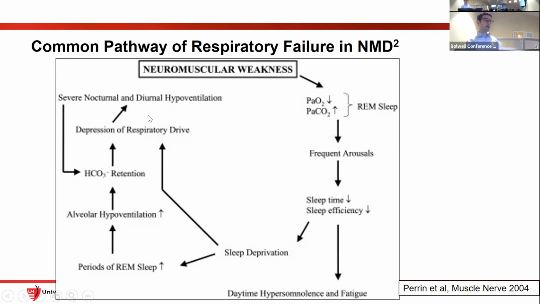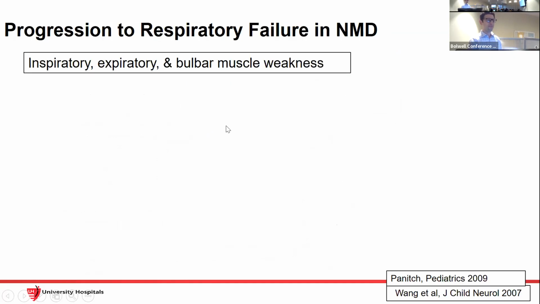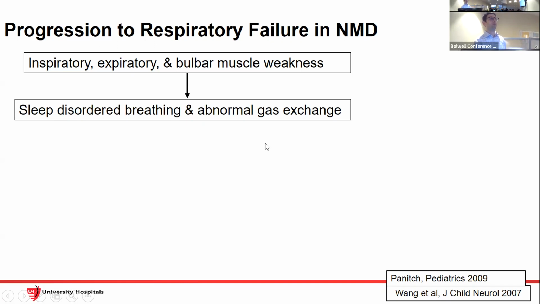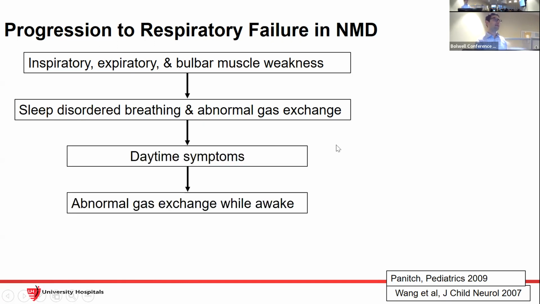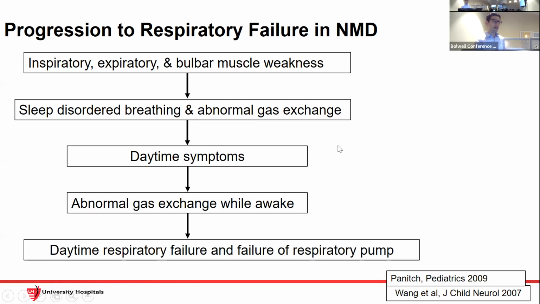And then it progresses to severe nocturnal hypoventilation and diurnal hypoventilation. For those who don't know, like I didn't know, diurnal means daytime. So it progresses to nighttime and daytime, both asleep and awake hypoventilation. In other words, in a simpler scheme, in neuromuscular weakness you can have inspiratory muscle weakness, expiratory muscle weakness, and bulbar muscle weakness. This leads to sleep-disordered breathing and abnormal gas exchange, which leads to daytime symptoms, abnormal gas exchange while awake, and then daytime respiratory failure and failure of the respiratory pump. And like we said, respiratory failure is the most common cause of mortality in patients with neuromuscular disease.